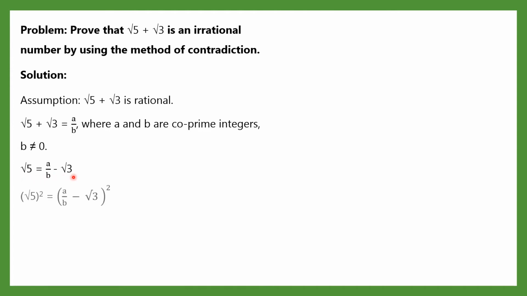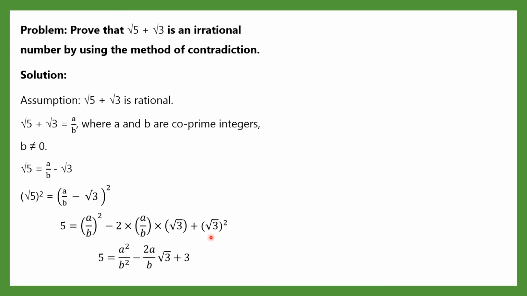Now we will go for squaring on both sides. Root 5 whole square is equal to a by b minus root 3 whole square. We have done squaring on both sides. Now here we will use the x minus y whole square algebraic identity to simplify the RHS. LHS is 5, equal to a by b whole square minus 2 into a by b into root 3 plus root 3 whole square. Simply we used the x minus y whole square formula, the algebraic identity.